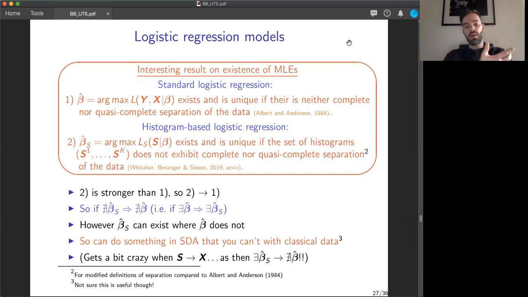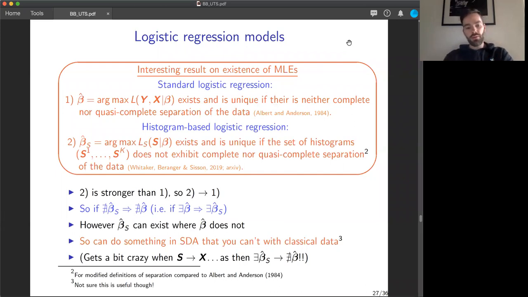Basically, separation of the data means that if you have a binary outcome, 0 or 1 for your y, you have separation if all the values with y equal to 0 give you a specific range for your predictor x, for example. So if for all y equal 0, x is less than 5, and for all y equal 1, x is greater than 5, then you have separation.